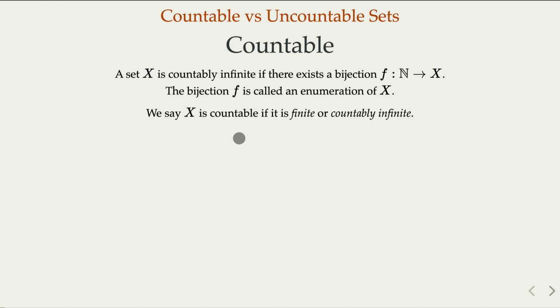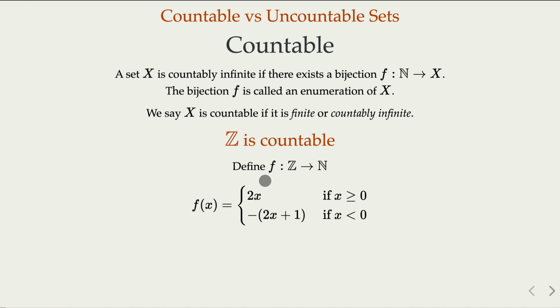One common example is the set of integers, including negative numbers, that is countable. So Z is countable. How do we prove that? We need to construct a bijection f, either from the natural numbers to Z or Z to the natural numbers. So let's define f from the integers to the natural numbers as follows. You can verify offline maybe that this function is indeed one-to-one and onto, that is, a bijection.